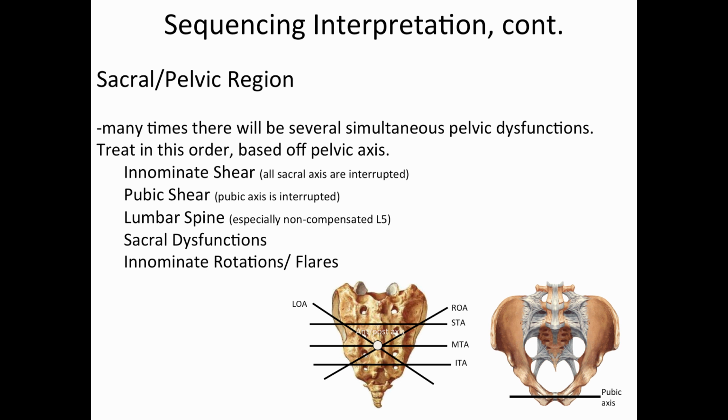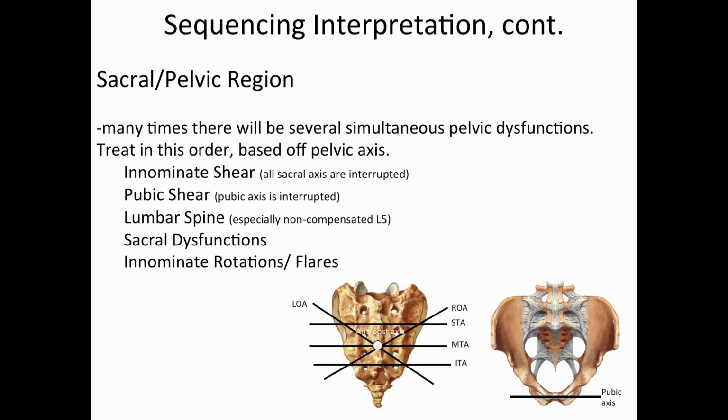As you may have found, and we've talked about before, you may find multiple somatic dysfunctions in the sacrum and pelvis. So the best way to approach treating them is to treat them in this order. And most of the muscle energy authors would agree on this.